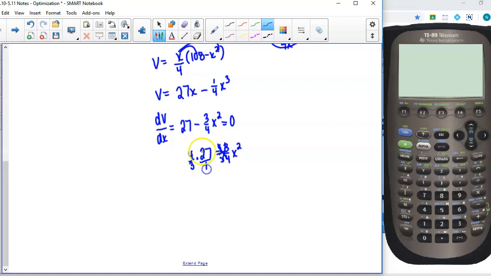So that 3 and that 27 could reduce with 9, 4 times 9 is 36, equals x squared. We'll square root both sides, and x equals plus or minus 6.